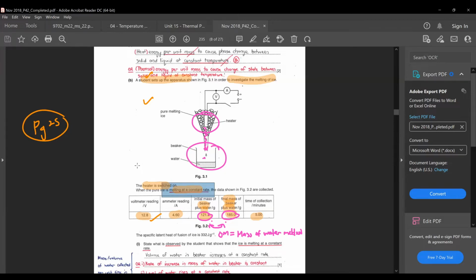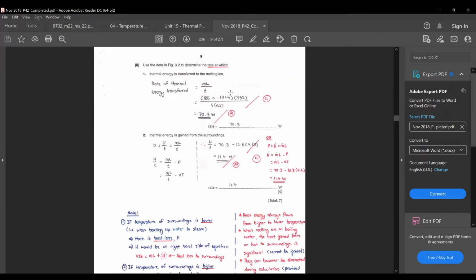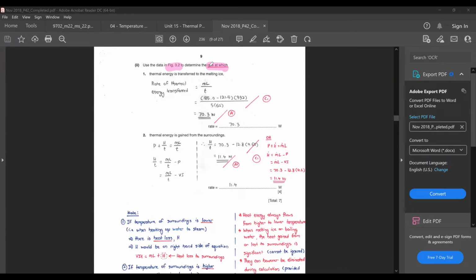All right. Okay, so let's look at the second part of the question. They are asking you right now, use the data from figure 3.2 to determine the rate at which thermal energy is transferred to the melting ice. When they tell you the rate, this already means per unit time. Okay, they want it in terms of per unit time. So when they say the rate at which thermal energy is transferred to the melting ice, they want it in joules per second. In other words, in watts. Okay. So what is the thermal energy transferred to the melting ice? What is the amount of energy that has actually been absorbed by the ice in order to melt?